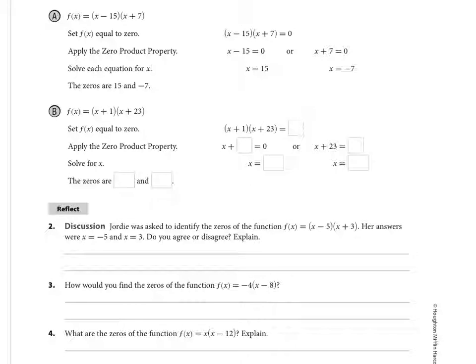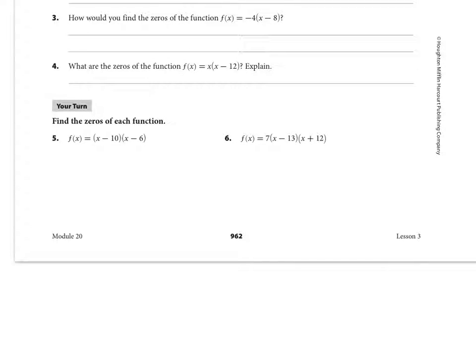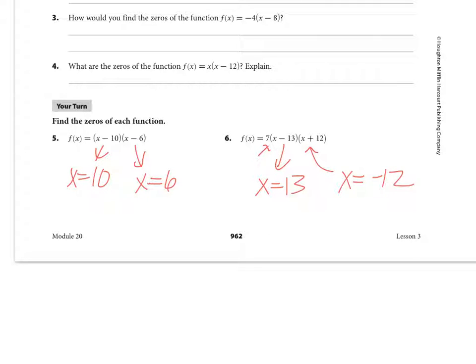You can look at the examples here, but I'm going to skip to your turn. So right here it asks, find the zeros of each function. What makes that 0? X equals 10. What makes that 0? X equals 6. Done. Same thing we had before. What's the 7 do? The 7's nothing. It cannot be a factor. Why? Because it does not have a variable. This would be a factor, which means it has a 0, so X is 13. Same thing here. X would be negative 12. It's what makes it 0.